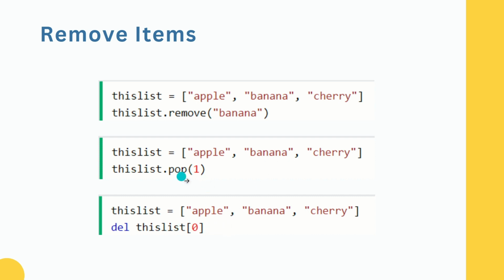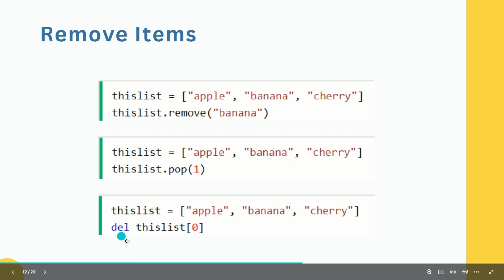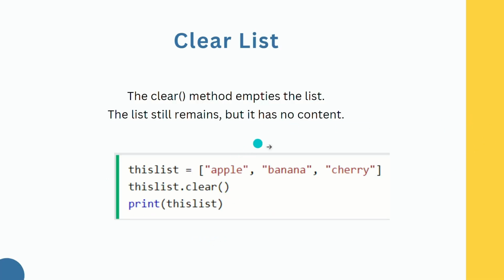And similarly, just like the pop function, you can also use the delete or del command. But in the del command, you will have to again access the element using the index. So del, then the variable in which the list is stored, and the index which you want to delete. So that is how you can remove items.